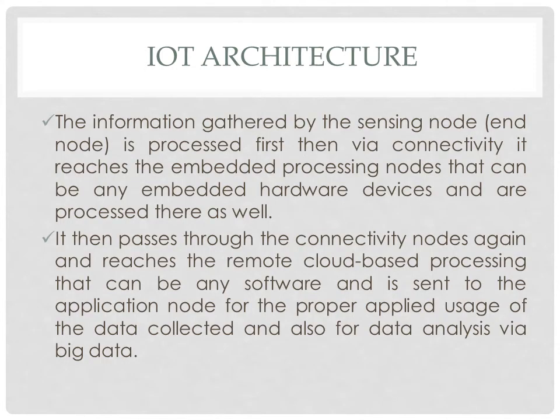The information gathered by the sensing node, that is the end node, is processed first, then via connectivity it reaches the embedded processing nodes, that can be any embedded hardware devices, and is processed there as well. It then passes through the connectivity nodes again and reaches the remote cloud-based processing, that can be any software, and is sent to the application node for the proper applied usage of the data collected and also for data analysis via big data.